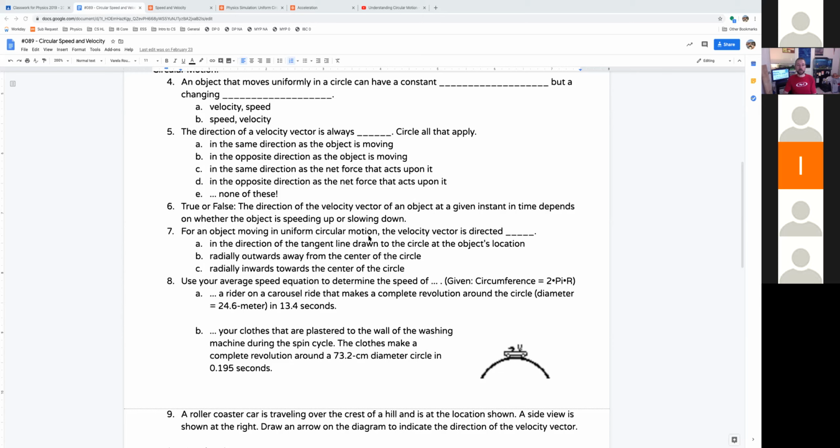All right, for an object moving in uniform circular motion, the velocity vector is directed, and I did help you out on this in the explanation to number 5. It looked like it was outward, so I said B. So let's see what out looks like.